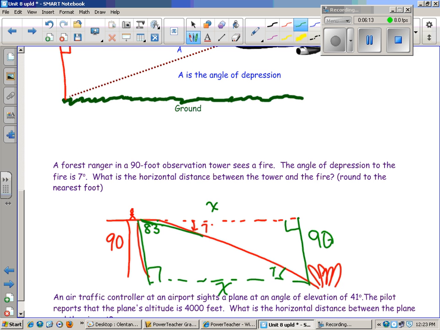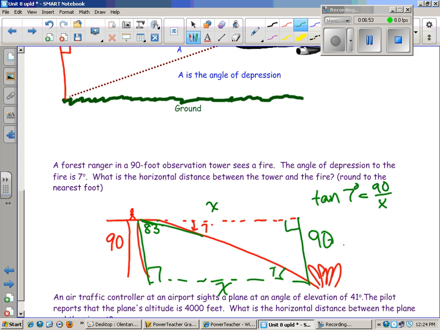Okay, so now we do just like we've been doing yesterday and the day before and the day before that, maybe. We figure out what two sides we're dealing with, we pick a trig function based on that, and then we solve the equation. So what two sides do I have? Opposite and adjacent, right? So opposite and adjacent use tangent. So I could do the tangent of 7 degrees, and that's opposite over adjacent, so that'd be 90 over x.